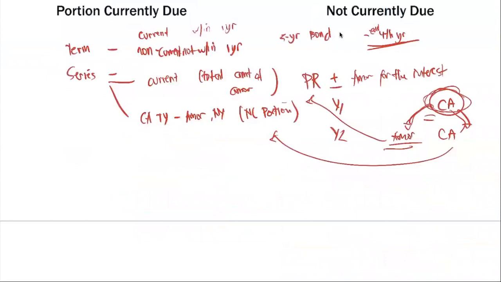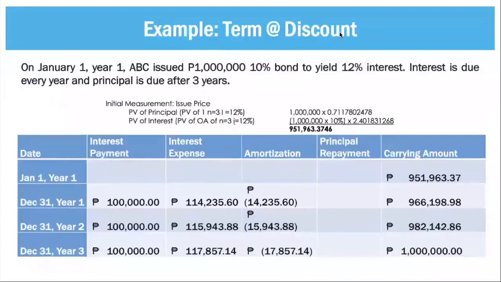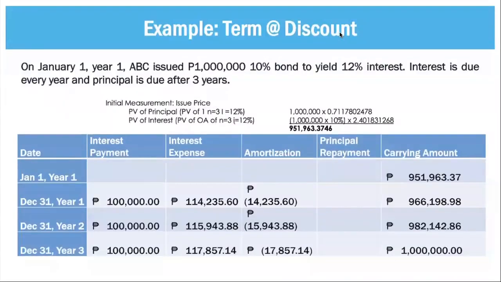Let's have some examples. This is an example of a term bond at a discount. When we say term, it will be payable at a particular due date, so you will not pay it in installments. On January 1, year 1, ABC issued a 1,000,000 10% bond to yield 12% interest. Interest is due every year and principal is due after 3 years.